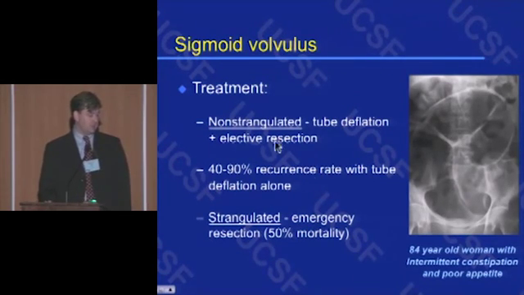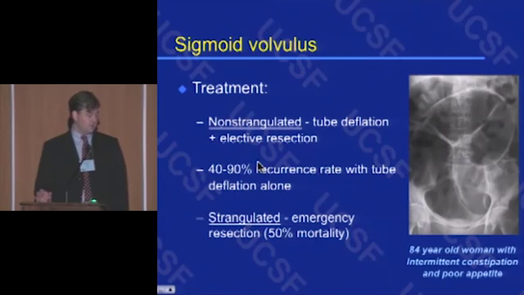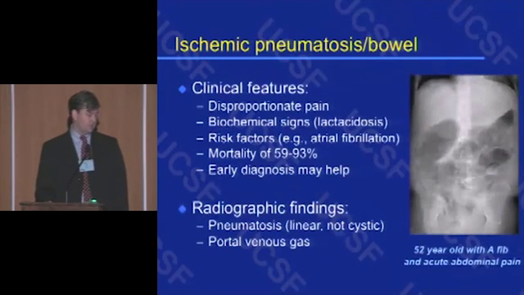But as you can see, without the elective resection, almost 50 to 90% of them recur. If they've got strangulated signs of ischemic bowel, then they go to emergent resection.